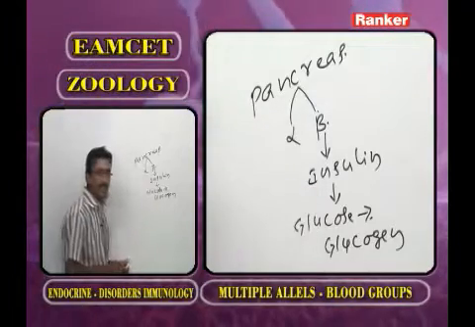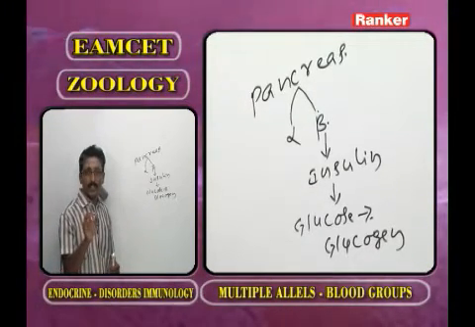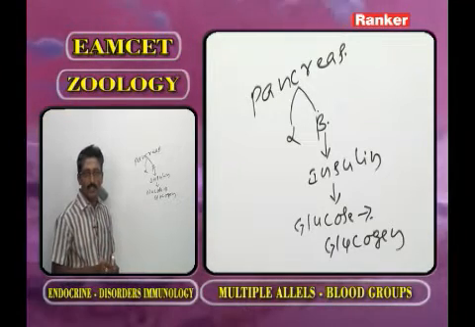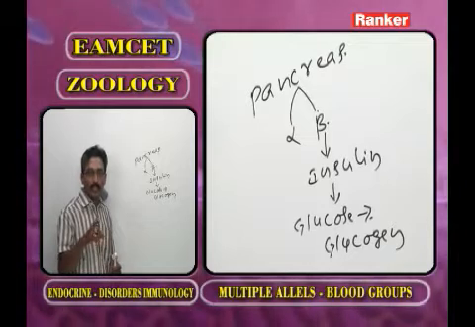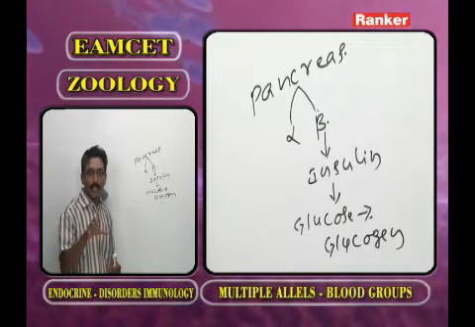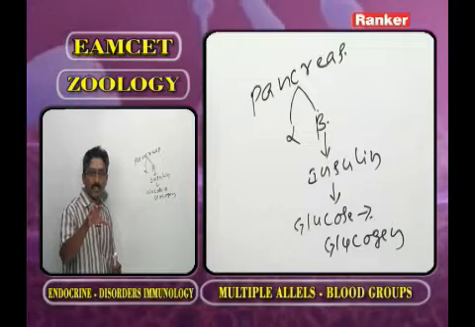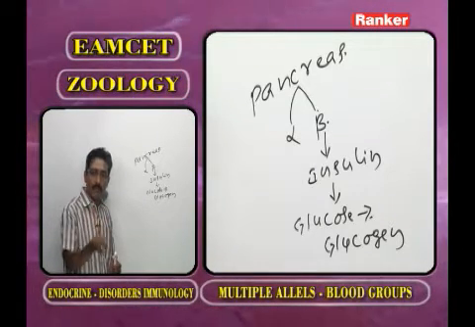Here, as we observe the other functions, insulin is responsible for the growth of the body. How far is it responsible for the growth? For the growth of the body, what is required? The proteins. The proteins are made by amino acids. Because of the presence of insulin in our body, each cell absorbs amino acids.